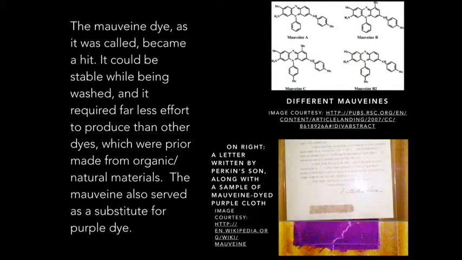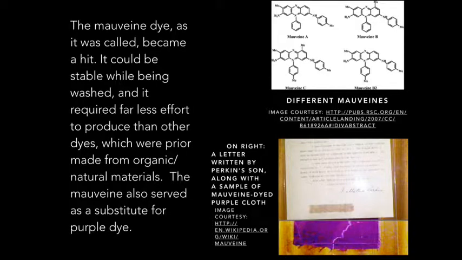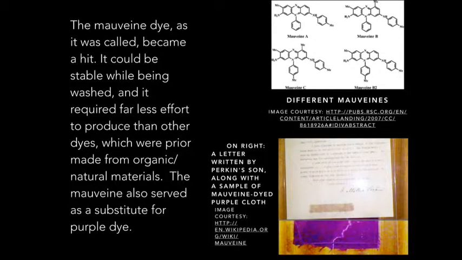The mauveine dye, as it came to be called, became a hit. It was able to be stable while being washed, and it required far less effort to produce than other dyes, which were, prior, made from organic materials that needed to be harvested naturally. The mauveine also served as a substitute for the coveted purple dye, which, since ancient times, had been a sign of wealth and nobility, for it was considerably more difficult to produce.